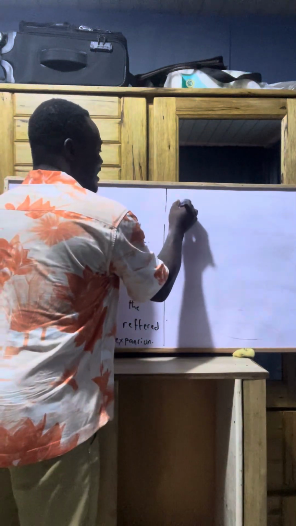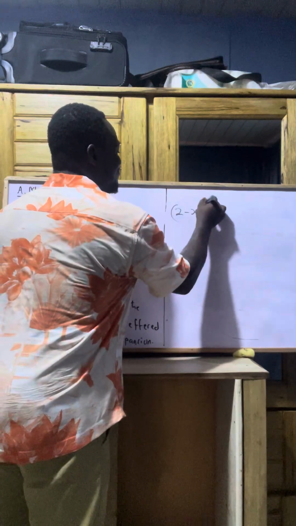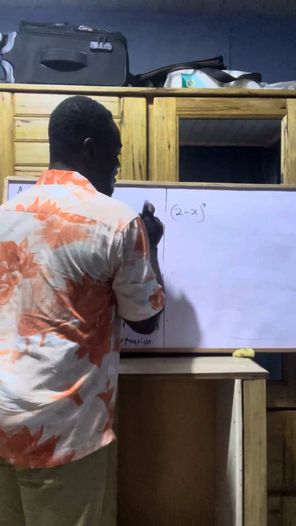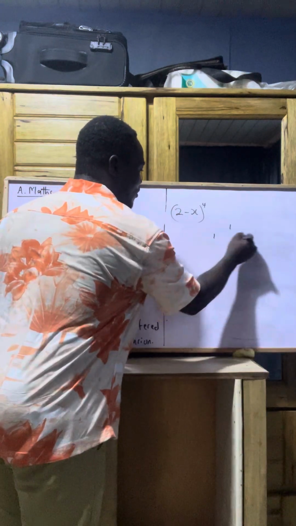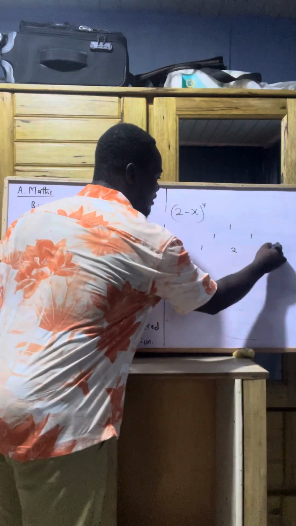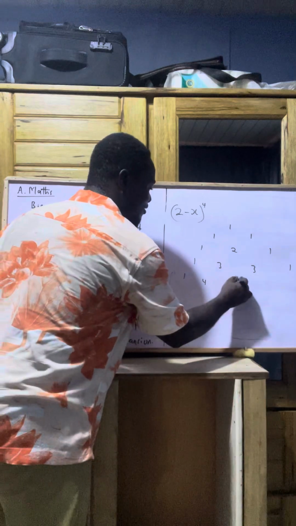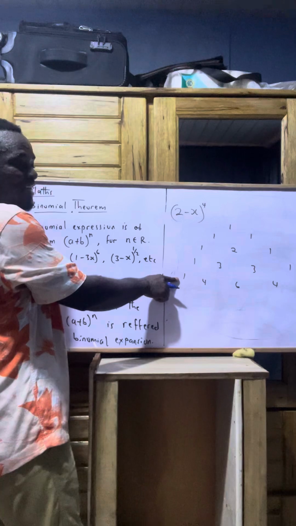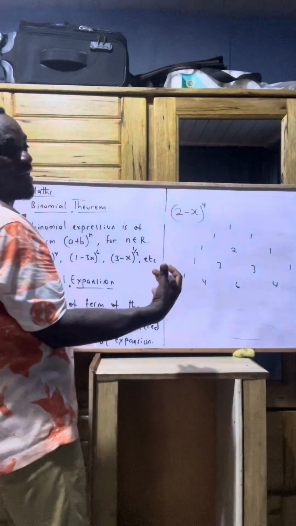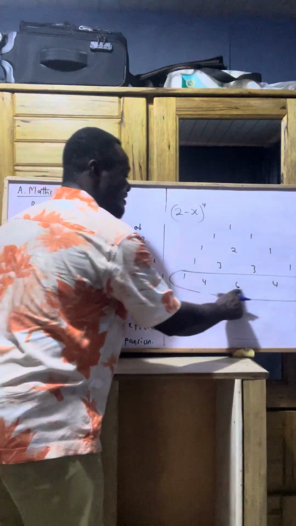So let me take this one. Let's say I have this example: (2 minus x) power 4. I want to expand this one. So using Pascal, let me write the Pascal triangle: 1; 1, 1; 1, 2, 1; 1, 3, 3, 1; 1, 4, 6, 4, 1. You don't have to worry yourself. Forget about the first number, the first number has to be 1. The second number will tell you which row you are dealing with. The second number is 4, so it means I'm dealing with exponent 4. So I'm in this row, and the coefficients will be 1, 4, 6, 4, 1.